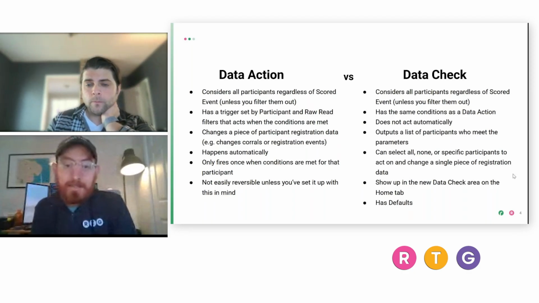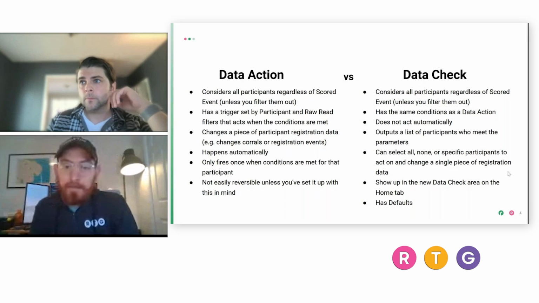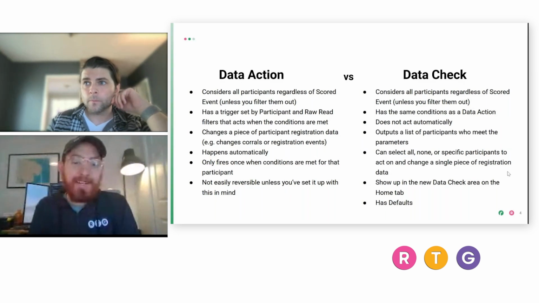Data checks, on the other hand, consider all participants regardless of scored event, again, unless you filter them out. They have the same conditions as the data action, like the participant and raw read filters, but they do not act automatically. So you have to manually say that you want to apply these changes. One cool thing about data checks is that they do output a list of participants who meet the conditions, so the parameters you set up.